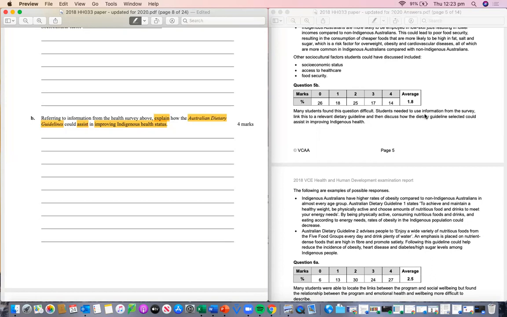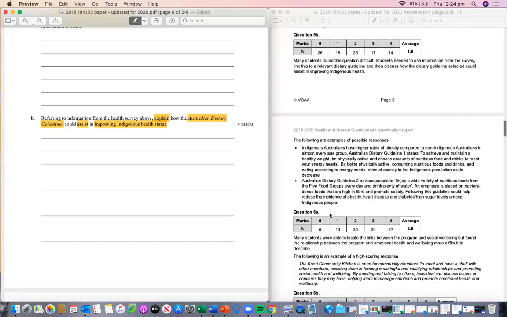Use the information from the survey is your first part. Link to the relevant dietary guideline, second part. Discuss how the dietary guideline selected could assist in improving Indigenous health, 3 and 4. Obviously making 2 links there. So we'll look at the second mark here because this will probably be a common one used, and an easy one to use, especially in the exam.